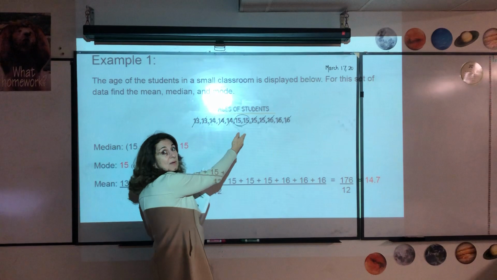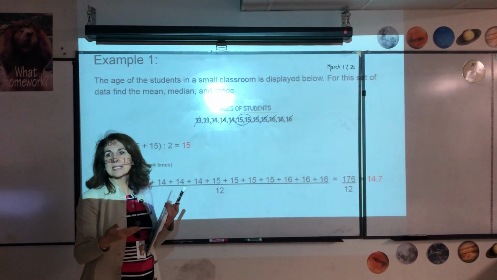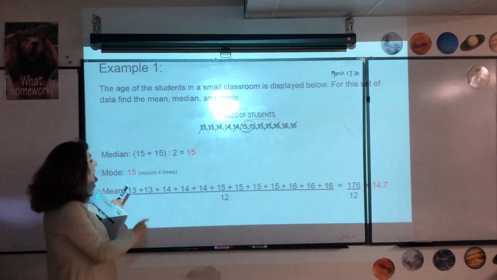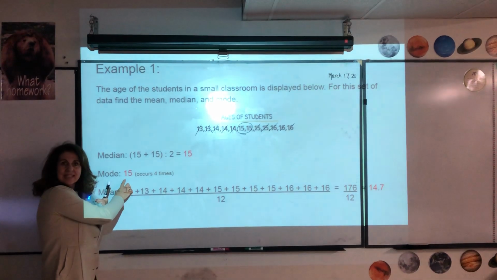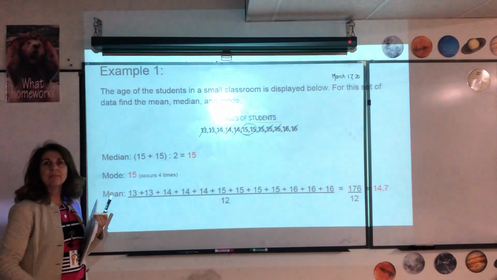But since they are both 15, we already know that we don't need to add and divide because they are the same number. We just have to write it down. So the median is 15. So median and mode, in this case, are the same information. What about the mean? Well, the mean is the mean number.